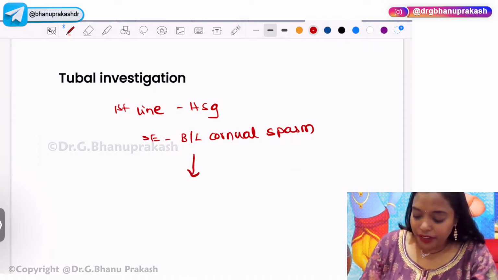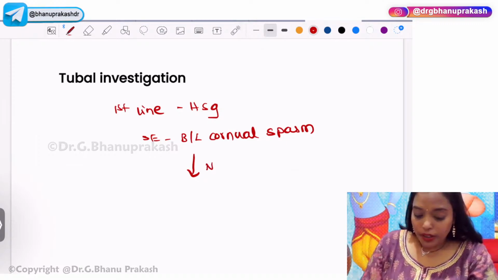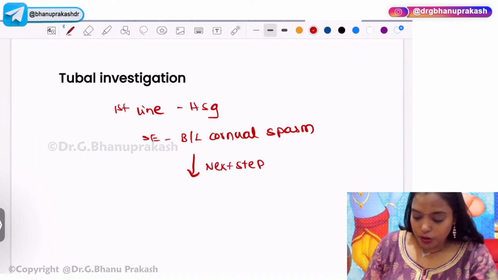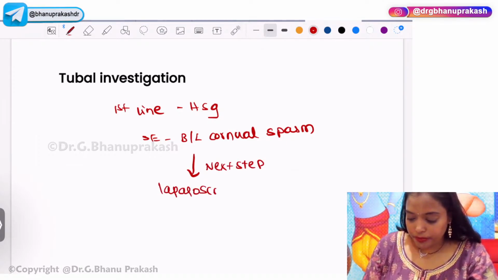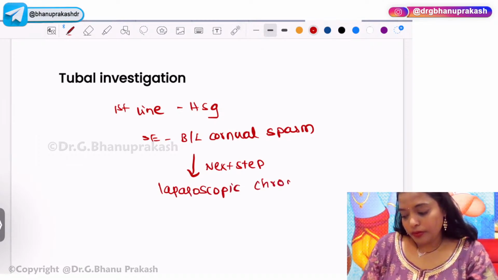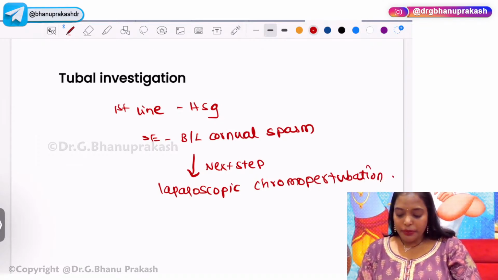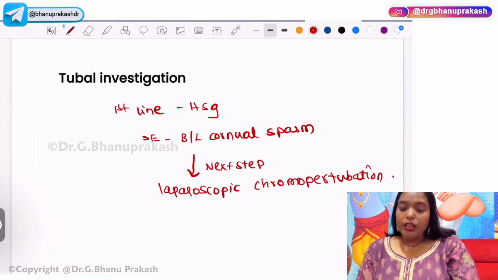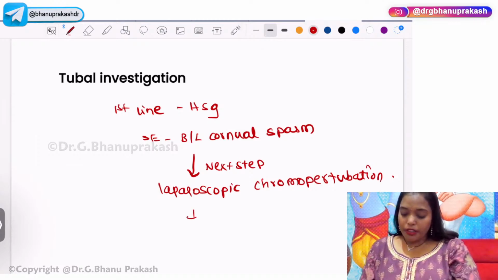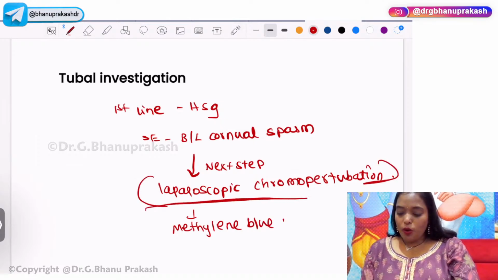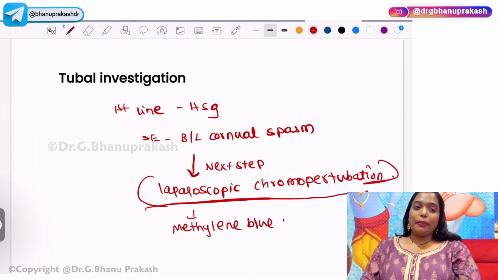So when HSG shows bilateral cornual spasm, your next step should be laparoscopic chromoperturbation. The dye which we use in laparoscopic chromoperturbation is methylene blue dye. The gold standard for checking tubal patency is laparoscopic chromoperturbation.